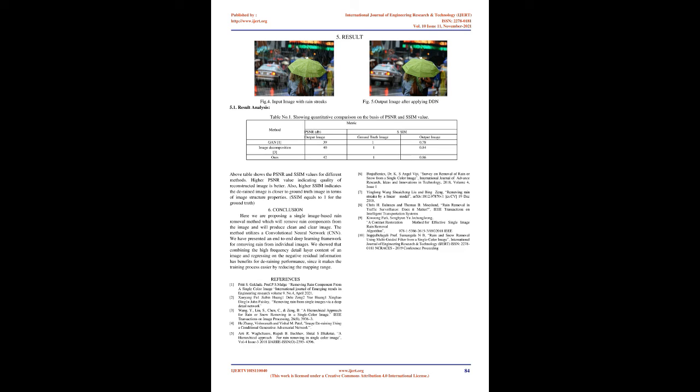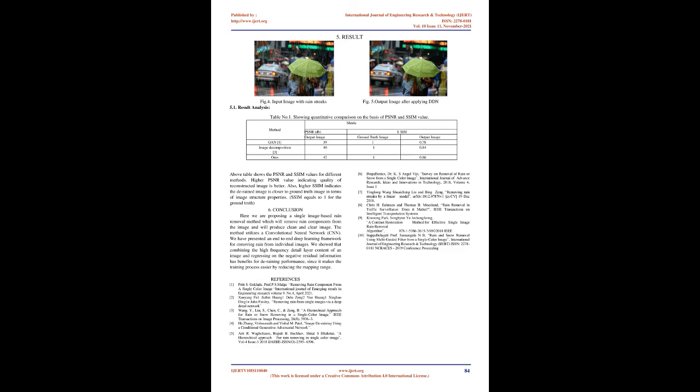The above table shows the PSNR and SSIM values for different methods. A higher PSNR value indicates the quality of the reconstructed image is better. Also, a higher SSIM indicates the derained image is closer to the ground truth image in terms of image structure properties. SSIM equals 1 for the ground truth.